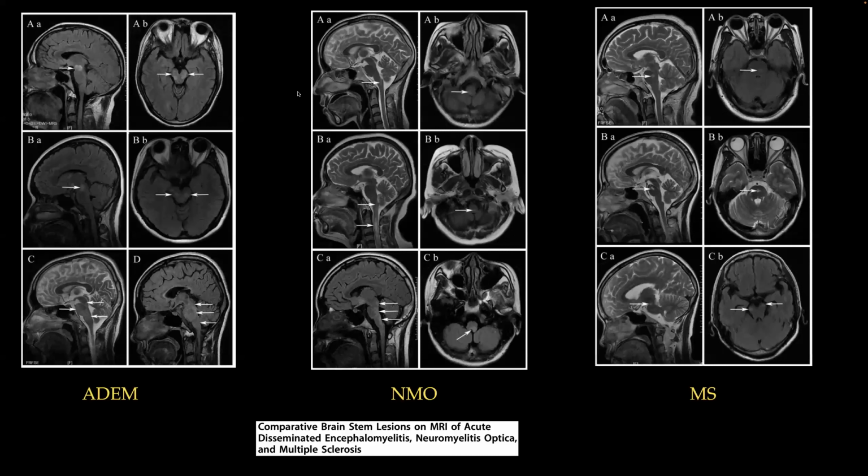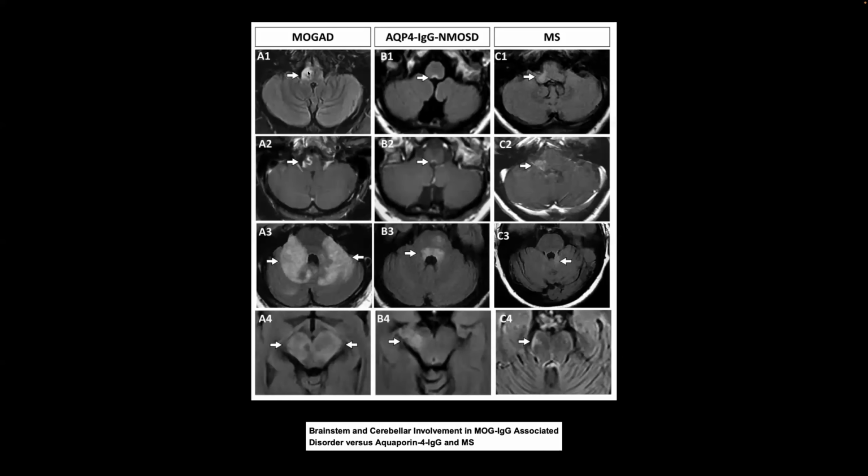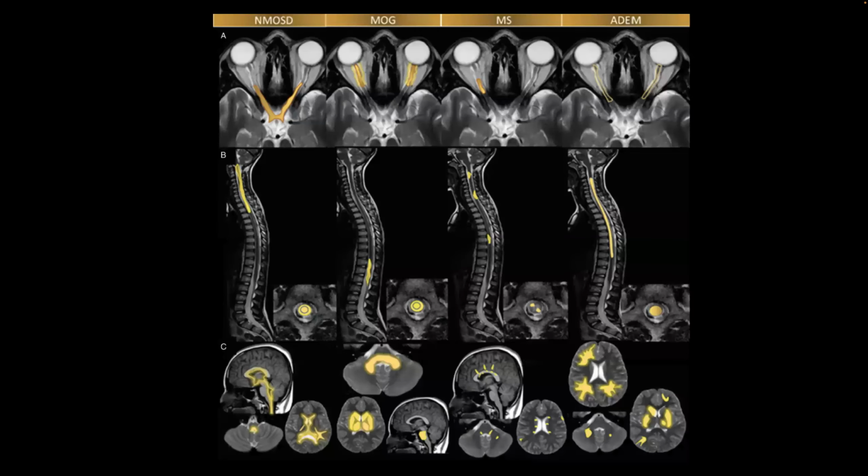MOG antibody disease is another demyelinating disorder, but it is usually more confluent and can be unilateral or bilateral. Area postrema, as in the aquaporin-4 NMOs, is commonly involved. And in MS, again, we have focal lesions. I'll not go into the various imaging aspects. I'll open the case for discussion after you give the diagnosis.